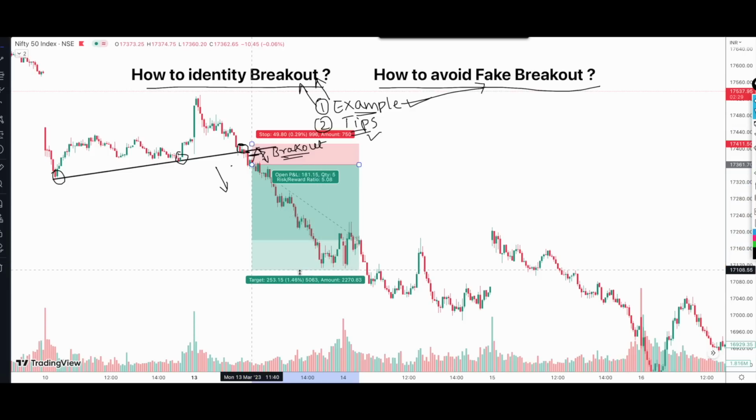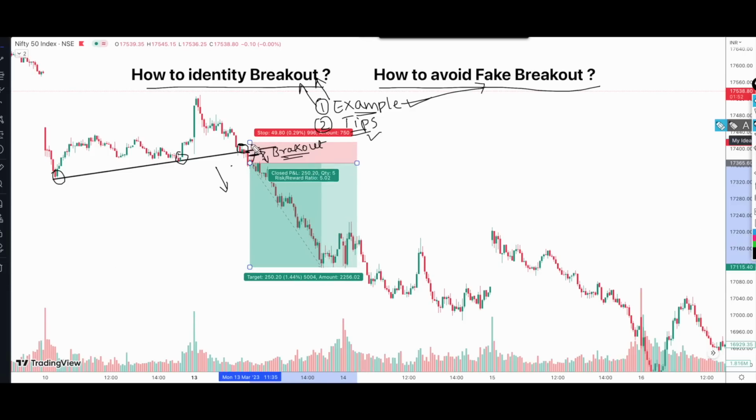So let's say you held on to this trade until the end of the day. Now if you had held on to this trade, you can see the stop loss for this trade is 50 points. 50 into lot size of 50, so the risk here is 2,500 rupees per lot. Against this, what is the target? The target is 250 points. So 250 into 50, how much is it? So here you had a chance of making 12,500 rupees per lot.